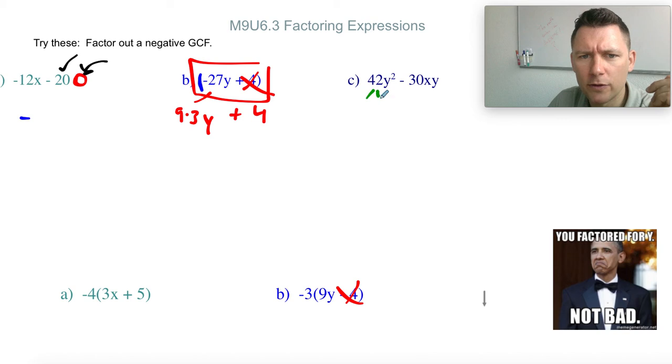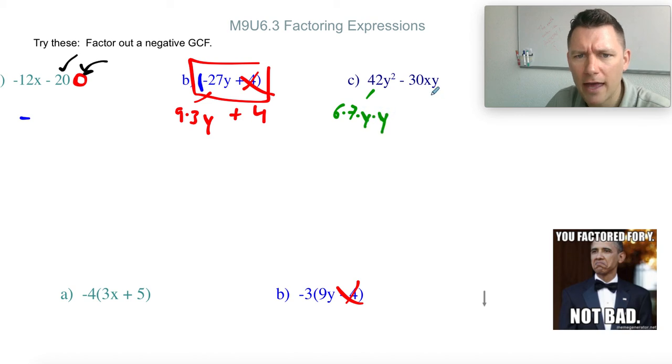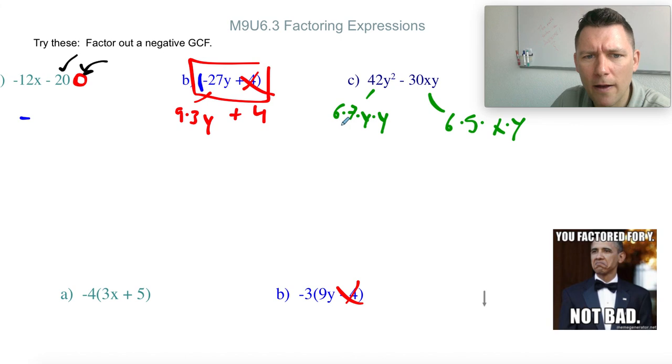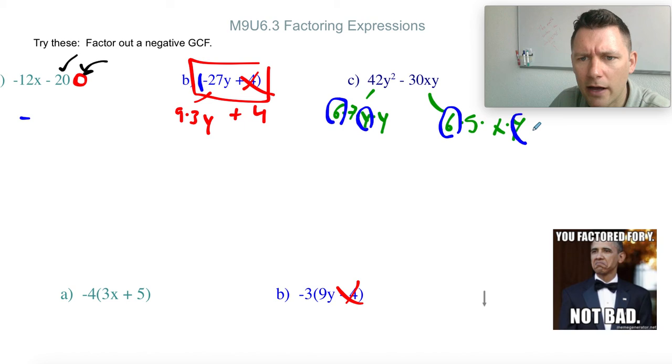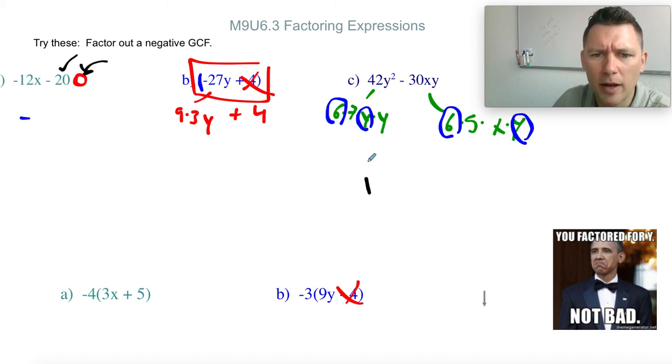So 42 is 6 and 7, and y squared is y and y. And 30 is what, 6 and 5, and x and y. So what do they have in common? Well, a 6 and a y. Hey, this one has 6 and a y also. So out in front of my parentheses, we're going to put a 6 and a y.